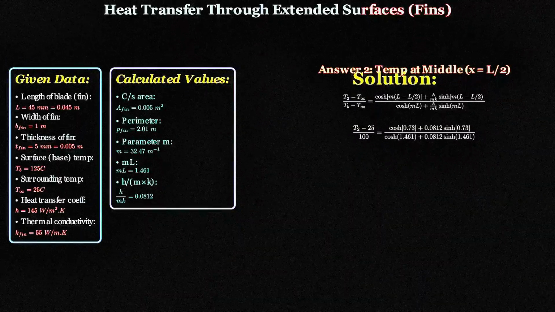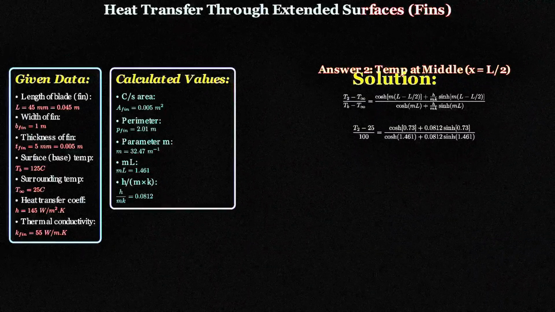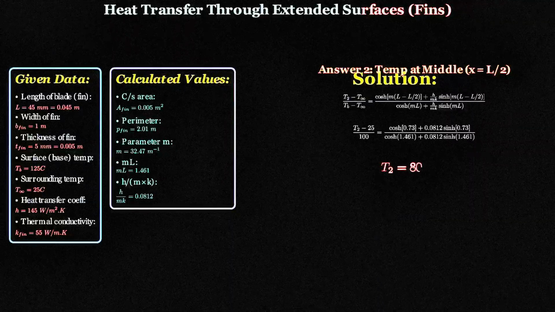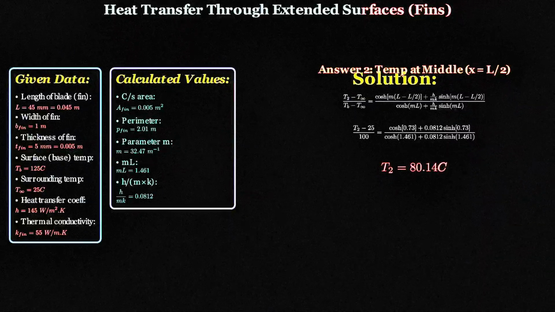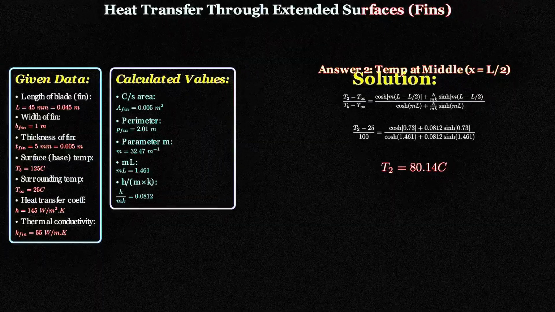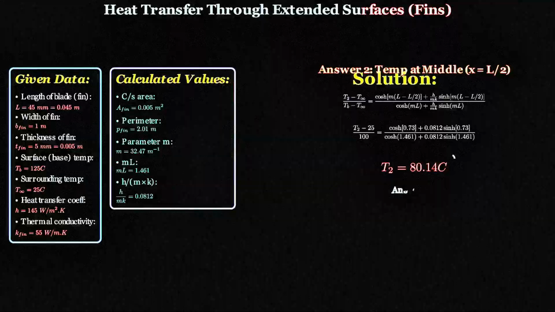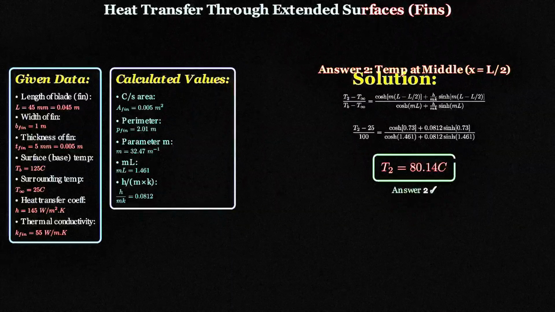Substituting our values, (T₂ − 25)/(125 − 25) equals [cosh(0.7305) + 0.0812 × sinh(0.7305)] all divided by [cosh(1.461) + 0.0812 × sinh(1.461)]. Solving this, we get T₂ equals 80.14 degrees Celsius.